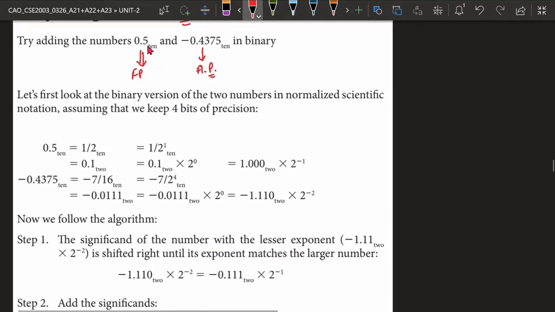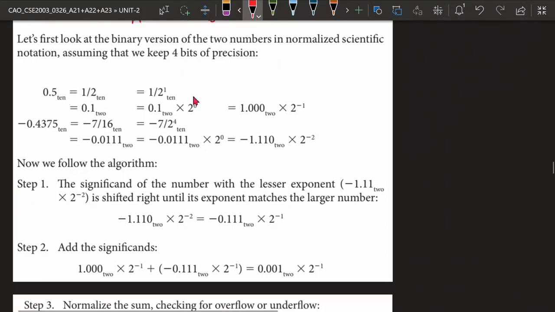So we need to convert it into floating point. By converting it into binary and then to floating point, we can represent it. 0.5 can be represented in binary as 0.1, and then in scientific form it is 2 to the power 0, with 0.1. Or we need to write it into normalized form. So this is the normalized form.